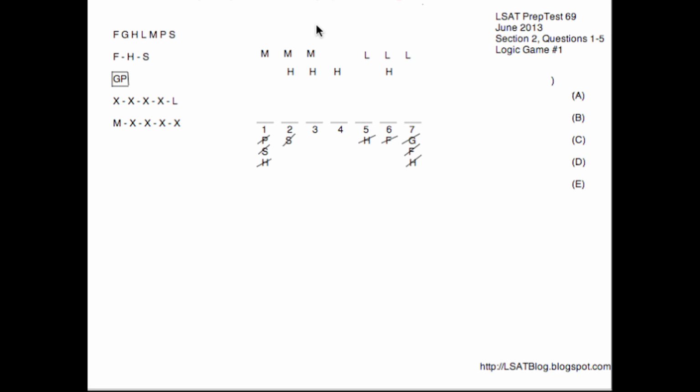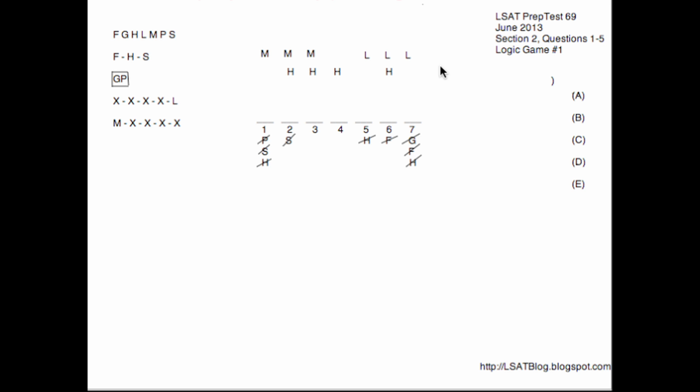Then finally, they tell us that H is not 5, so I map that restriction in right here. So now we know that H cannot be 1, 5, or 7, so it will have to be 2, 3, 4, or 6. So I have H's floating above those spaces as well.